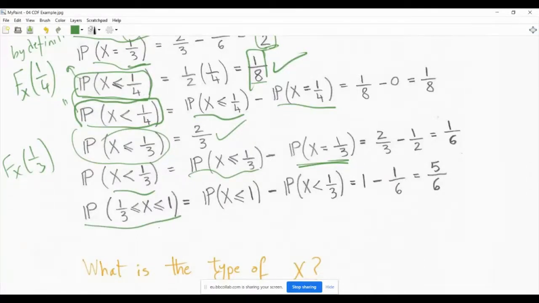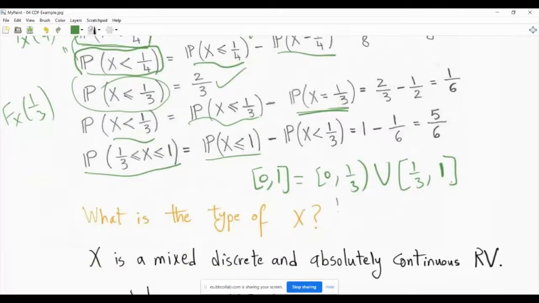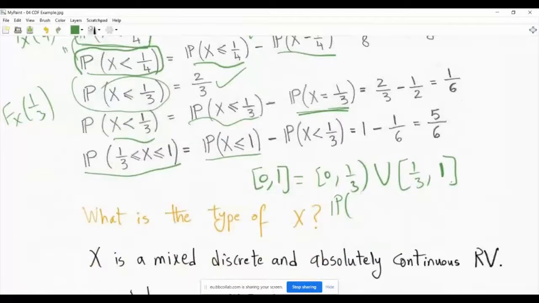What is the probability that X lies between 1/3 and 1? We want the probability that X is greater than or equal to 1/3 and less than or equal to 1. Well, this is the probability that X is less than or equal to 1, minus the probability that X is less than 1/3. The way of seeing it is that you can think of the interval from 0 to 1 as the union of two intervals. One interval from 0 to 1/3, union the interval from 1/3 to 1. And the probability that our random variable is less than or equal to 1 is 1, so it lives between 0 and 1.